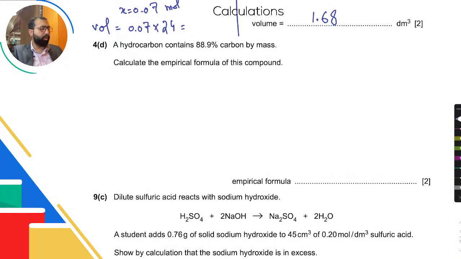Alright, a hydrocarbon contains 88.9% carbon by mass. Now notice that they did not mention how much hydrogen it has, but we don't need to know that because it is a hydrocarbon. Hydrocarbons are the things that are made of only hydrogen and carbon, and for that reason we just use that.